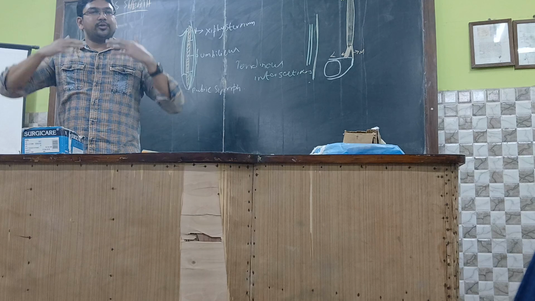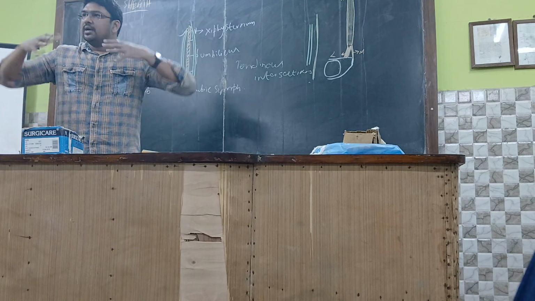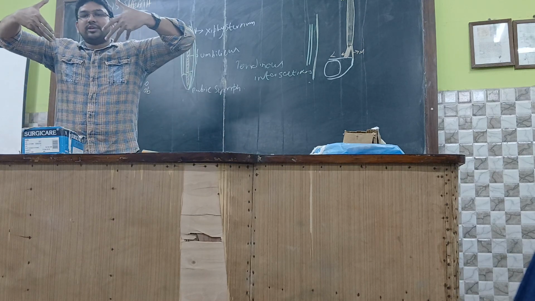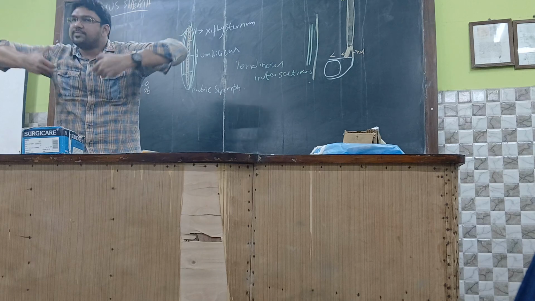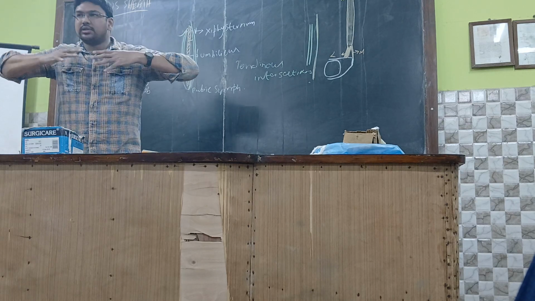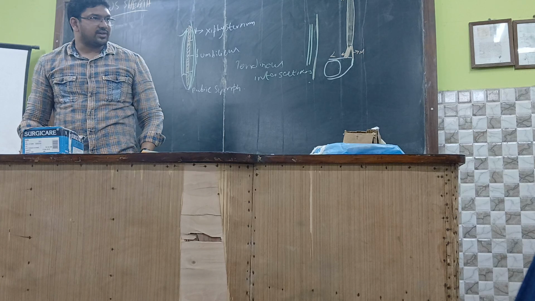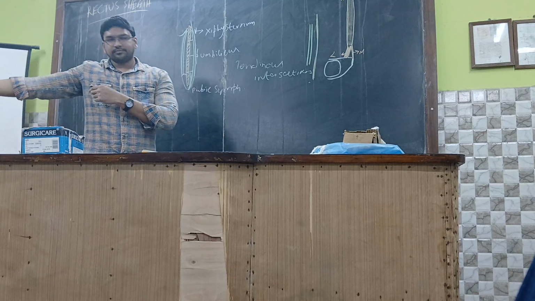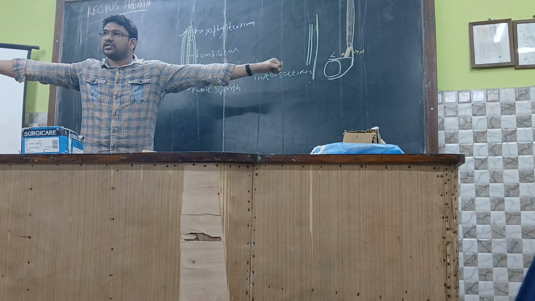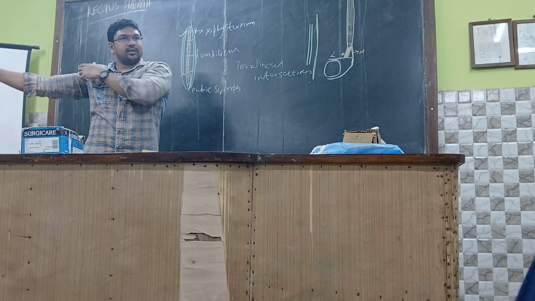The rest of the muscles will be doing expiration in this manner. So from the insertion towards the origin, they will be pulling the ribs downwards. So the thoracic cavity will be reduced over here, so that expiration will occur. Could you understand? Okay.